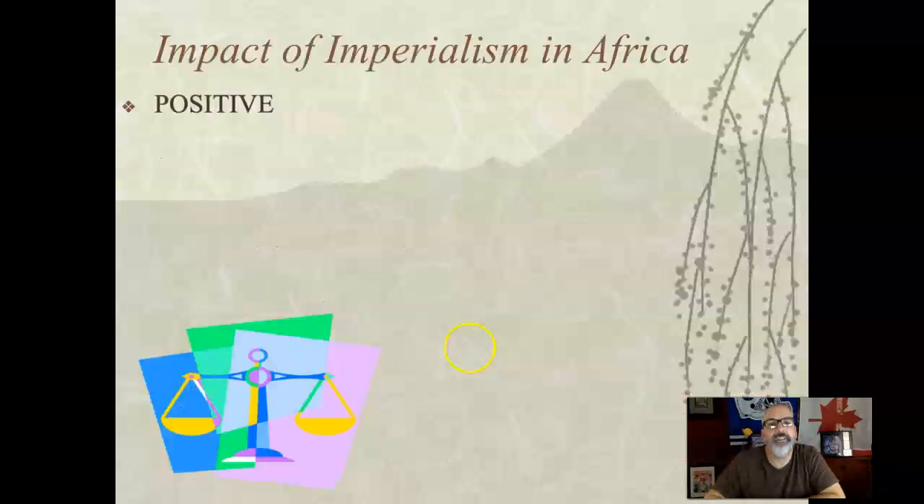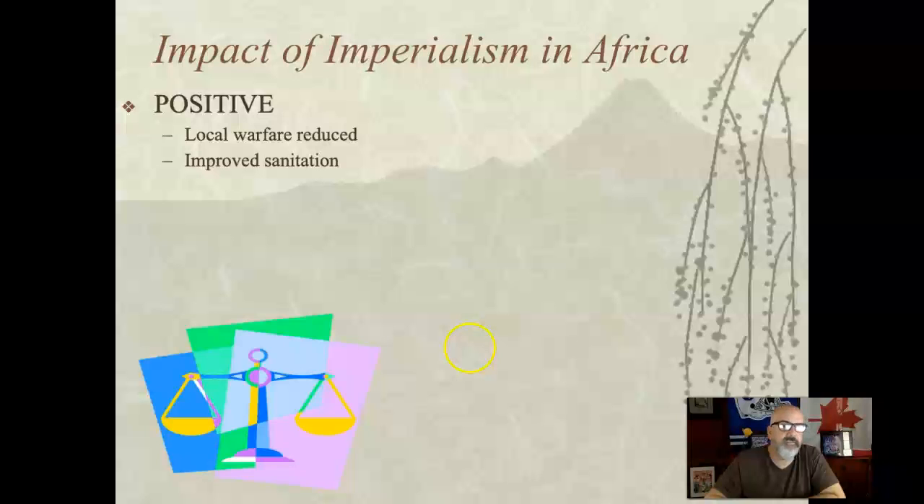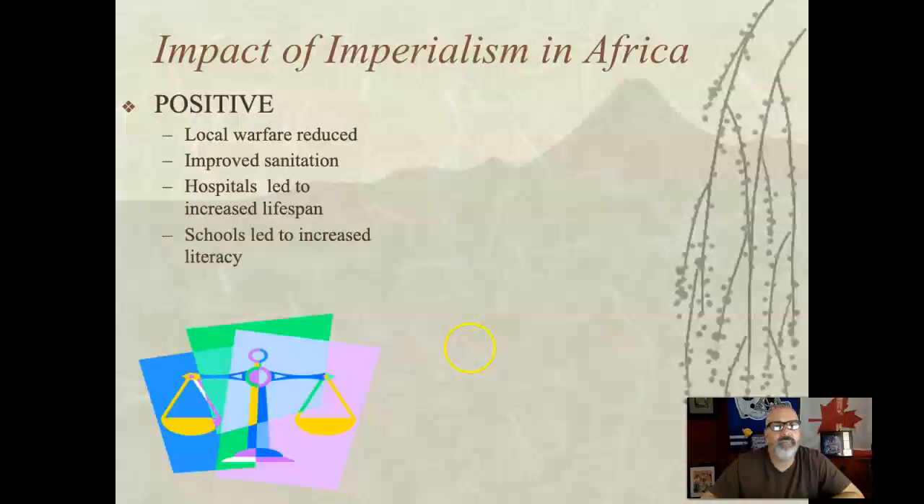All right. So what's the impact? There are positive impacts. Okay. Local warfare was reduced. Sanitation is improved. All right. Networks of hospitals. Essentially, the overall lifespan will increase among African people. Quality of life, we can debate. How do you measure that? That's very controversial to this day. But indigenous peoples have improved access to sanitation, hospitals, education.